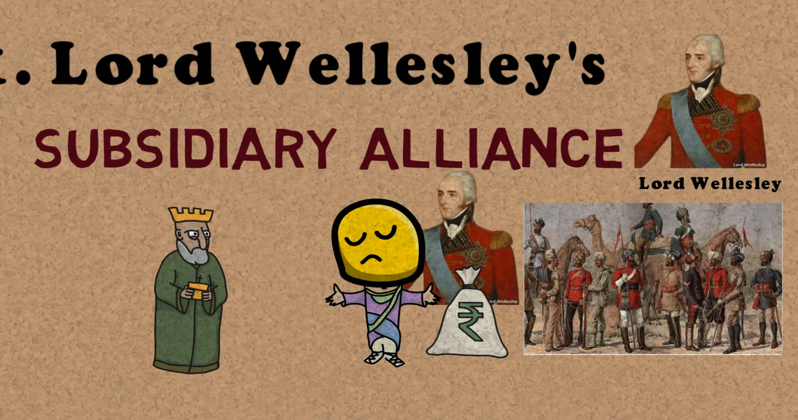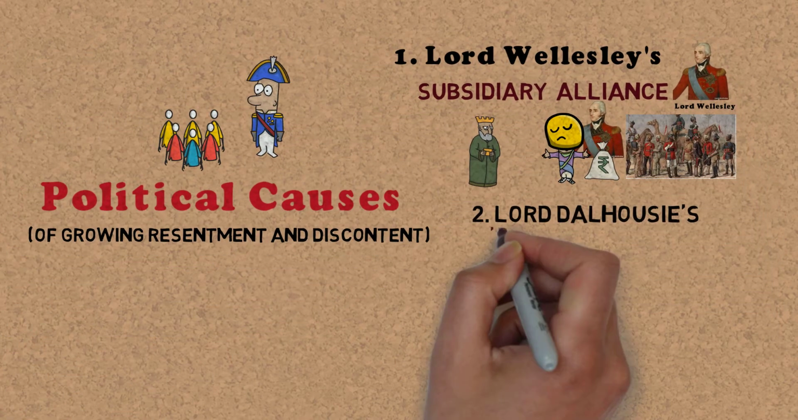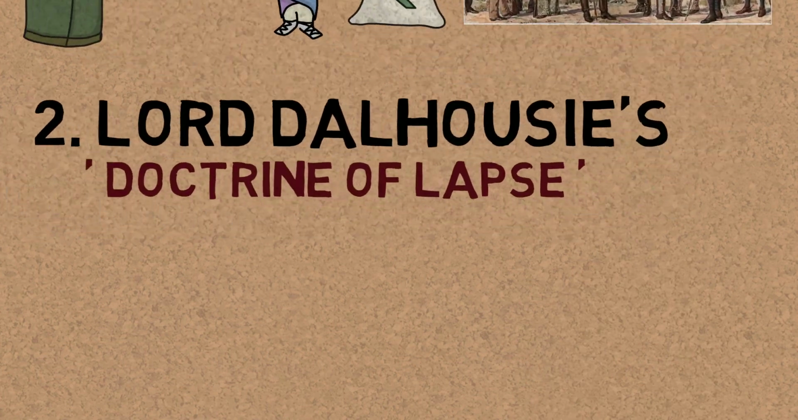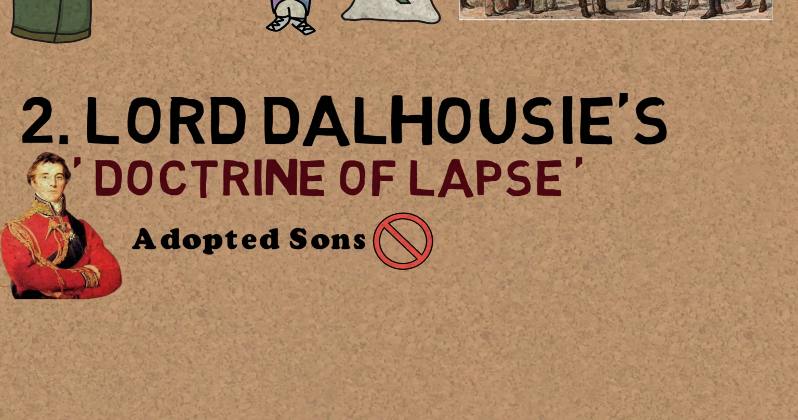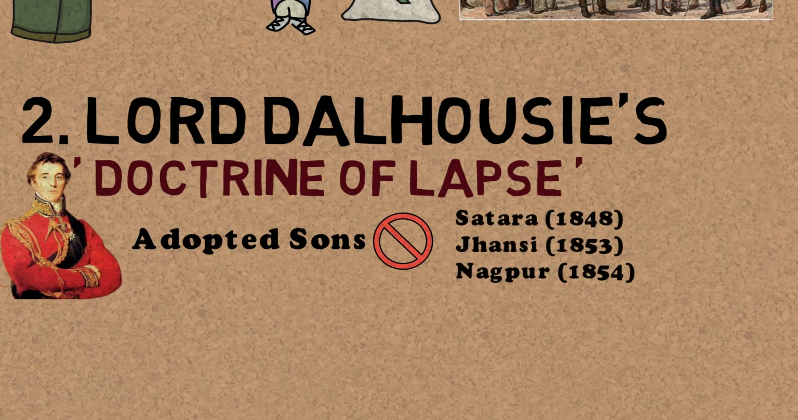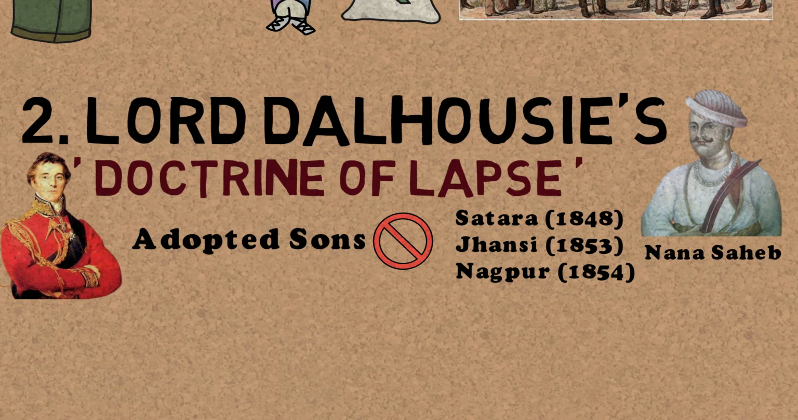We have covered subsidiary alliance separately in detail, so check it out later. The next political cause was Lord Dalhousie's Doctrine of Lapse. What was the Doctrine of Lapse? The Doctrine of Lapse refused to recognize the right of the adopted sons of rulers to succeed as heirs without the prior approval of the British. Many rulers like the Nawab of Surat and Raja of Tanjore lost their titles under the Doctrine of Lapse. Satara, Jhansi, Nagpur were some of the princely states annexed under the Doctrine of Lapse. Nana Sahib, the adopted son of Peshwa Bajirao II, was denied his pension.